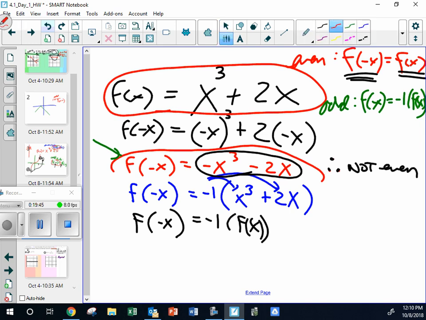What am I really saying? That is f of x, isn't it? How do I know what it's f of? It's up here. It says so right there. It says that f of x is x to the third plus 2x.